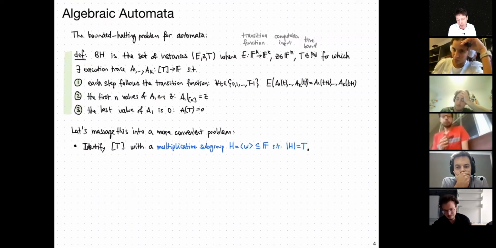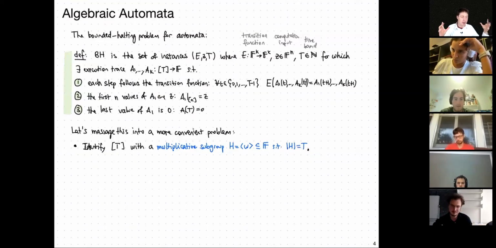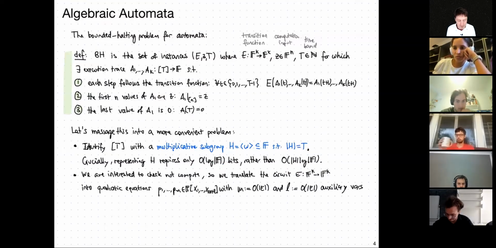So here a natural choice is to just pick H to be a multiplicative subgroup that is generated by some element of order t, right? So that when I hold this element in my hand, it's as if I'm describing this set of size t, but I don't have to have it physically in my hand. It's just a description of the set, right? So representing H requires only log t bits. It's just one field element as opposed to a bunch of field elements.